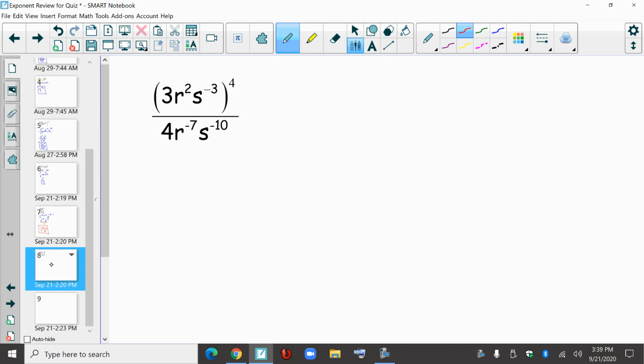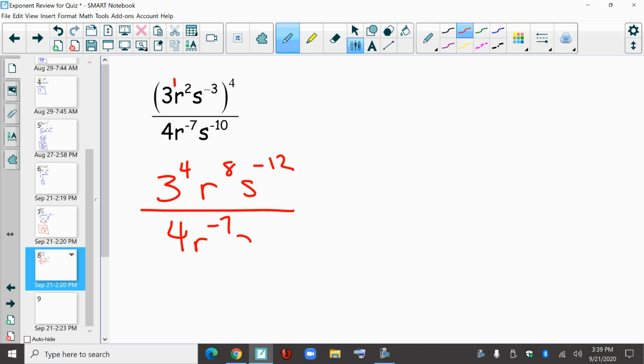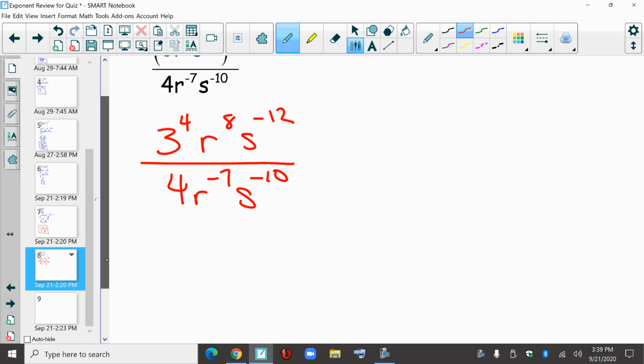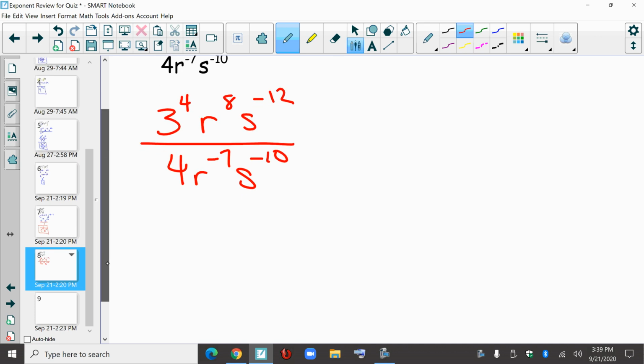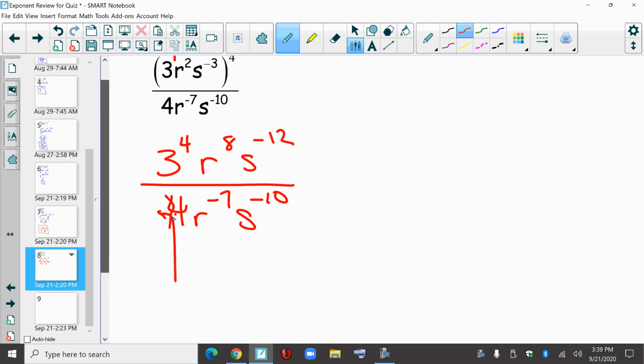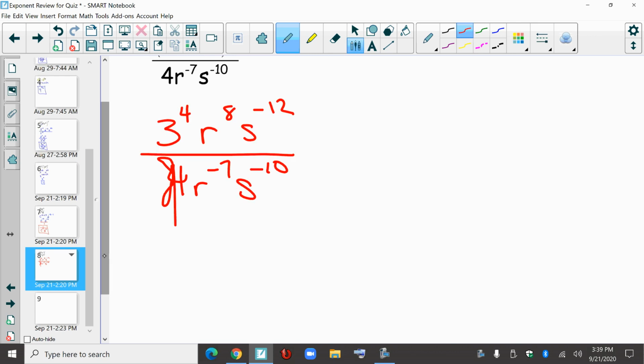And the last problem we're going to talk about for the review is this one right here. Notice only the numerator has the parenthesis and the power around it. So put on your missing phantom exponents. So distribute that in. So that's 3 to the 4th, r to the 8th, s to the negative 12, over 4r to the negative 7, s to the negative 10. 3 times 3 is 9, 3 times 3 is 9, 9 times 9 is 81. Ooh, I have no idea what just happened there. No idea. 81 over 4.